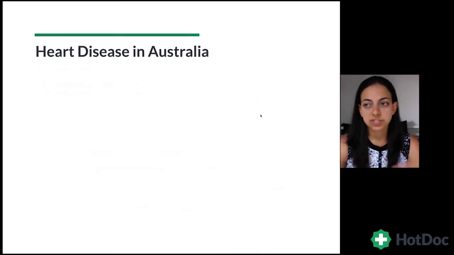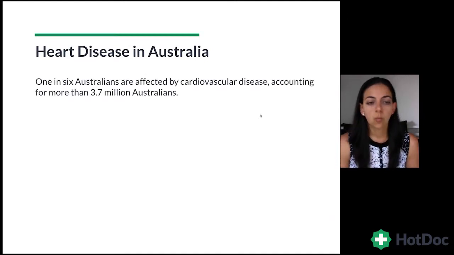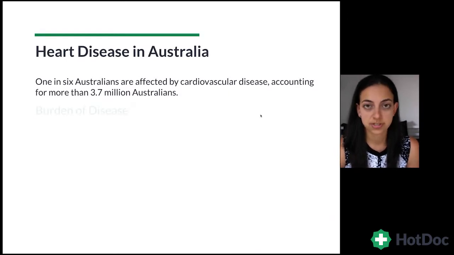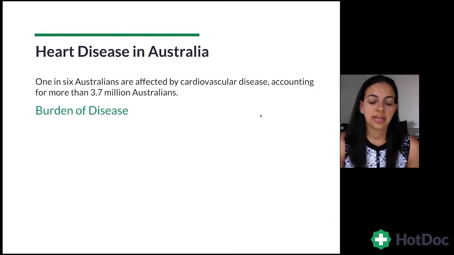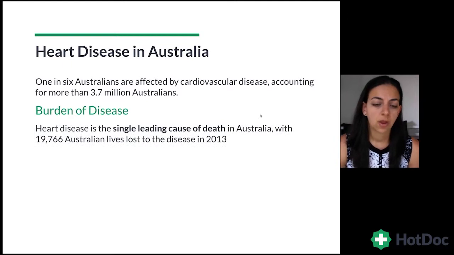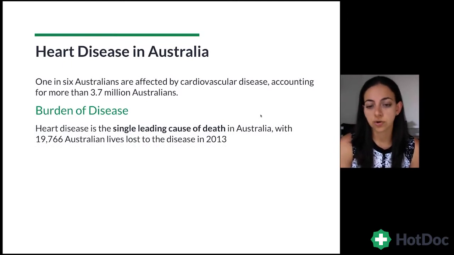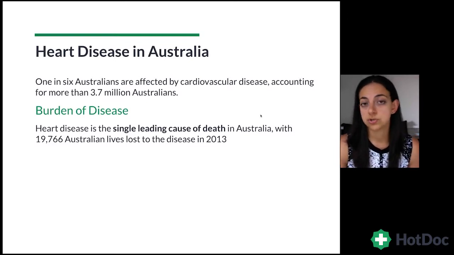All right, so let's just start with a bit of background about heart disease in Australia and some of the stats. We know that 1 in 6 Australians are affected by cardiovascular disease, and this accounts for more than 3.7 million Australians. So it's not a small issue. In terms of the burden of disease, we know that heart disease is the single leading cause of death in Australia, with over 19,000 Australian lives lost to heart disease, and that's 2013 alone.